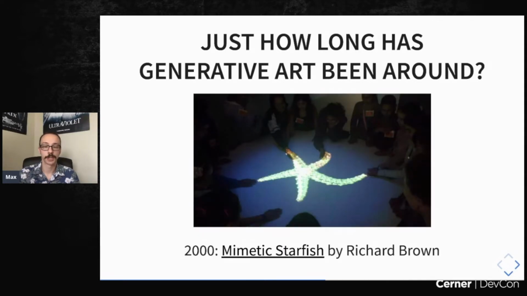Here's an installation from 2000, and this one has gone on for a bit of time afterwards. So this is a starfish projected from overhead, and you can actually interact with it by extending your arm out. And if you extend your arm slowly, the starfish will kind of shake your hand a little bit. If you jab your hand into the starfish, it will recoil and try to run away from you.